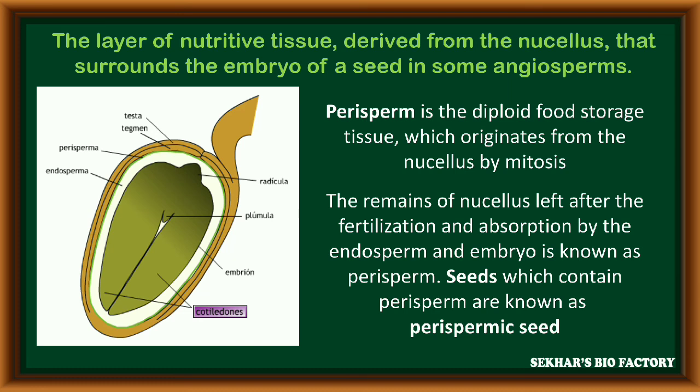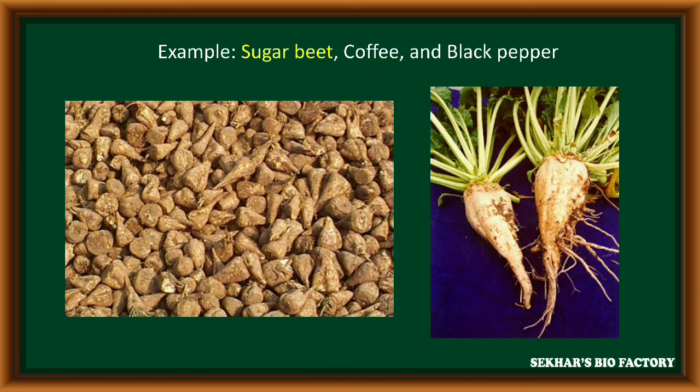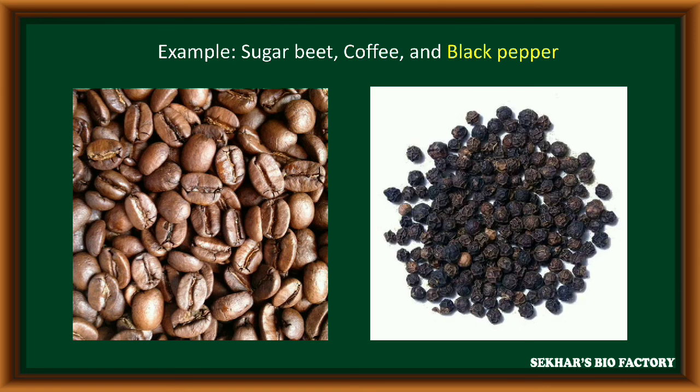But very rarely, the nucellus tissue is still present even after seed maturation. Such remaining nucellus tissue, which is left after fertilization and absorption by the endosperm and embryo, is known as perisperm. Seeds which contain perisperm are called perispermic seeds. Examples for perispermic seeds: sugar beet, coffee and black pepper.